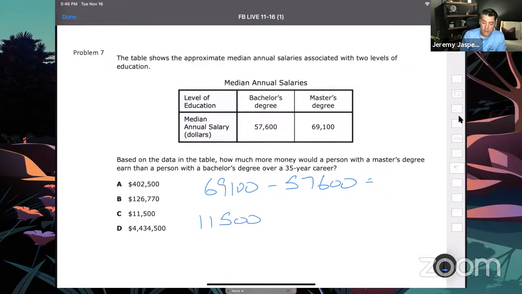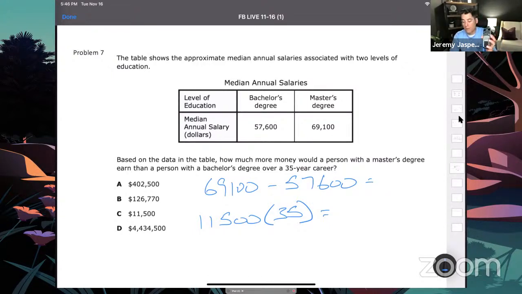Why is it easier this way? Well, if I know that the difference between the two is $11,500, it's always going to be the difference between the two, no matter how long we go, right? Based on this problem in this scenario, it's never going to change. So I can take these manageable numbers, get this 11,500, and then if it's 35 years of time that we need to go, just multiply it by 35 years. And again, all this is done in your calculator.